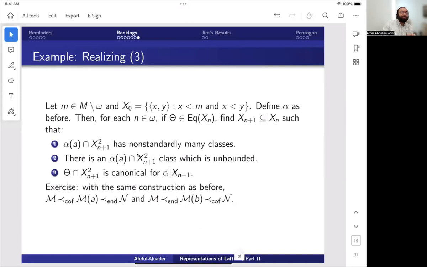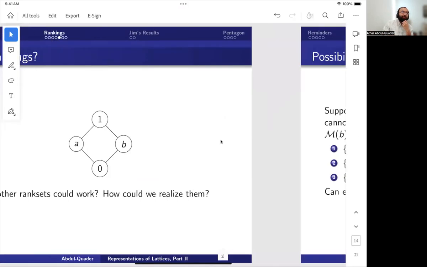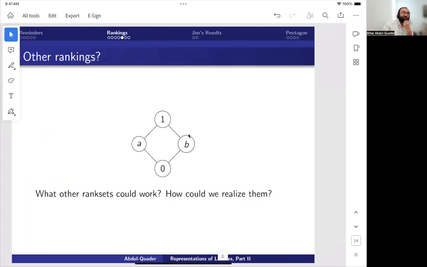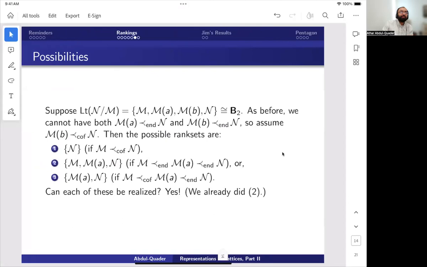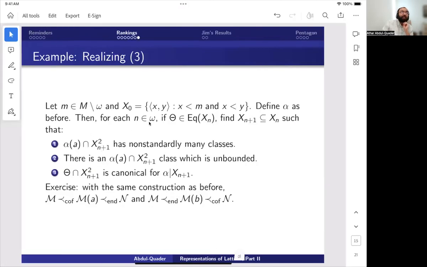The point is that this representation tells you something about this ranking, because of what I said here: if we look at how each alpha of R class splits into different alpha of S classes, in this case you look at how the alpha of A classes split into alpha of 1 classes. There are M many alpha of A classes here, and for each xn there'll be non-standardly many alpha of A classes.